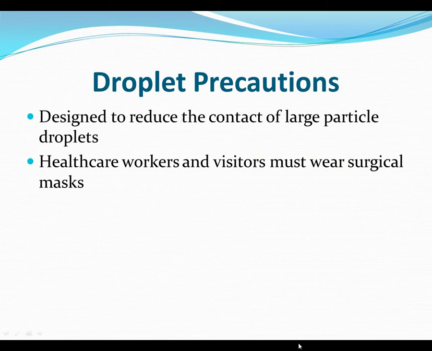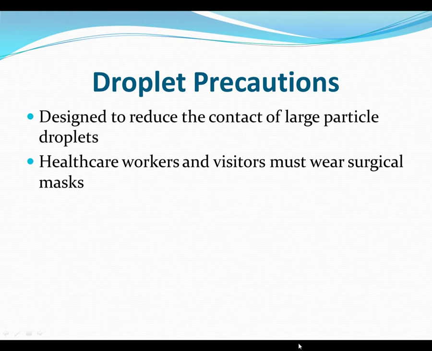Droplet precautions are precautions designed to reduce the risk of larger droplet transmission. These droplets are very big, so you don't need the N95 mask. Just a regular surgical mask will do the trick to help protect you against these larger droplets. These pathogens can be expelled from a patient during coughing, sneezing, or even talking. The pathogens infect another person through contact with the droplet transmission involved. So we need to make sure that we are covering our nose and our mouth with at least a surgical mask. I mean, you could wear N95, but it's not necessary with these patients.